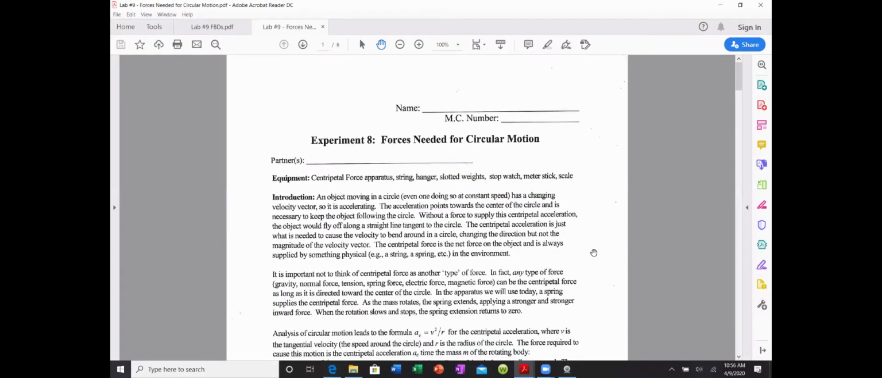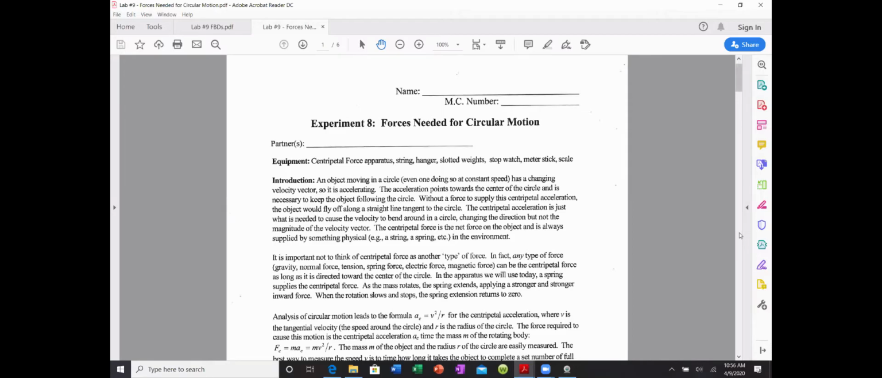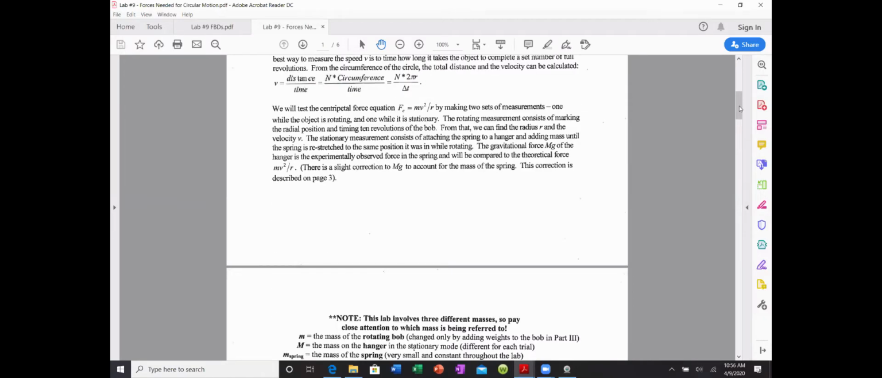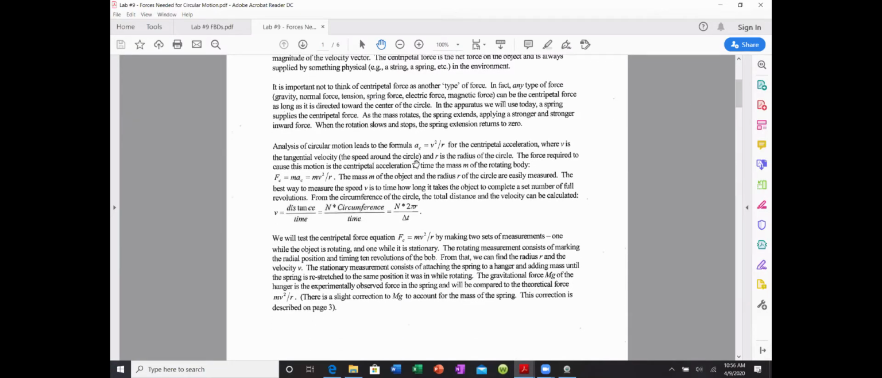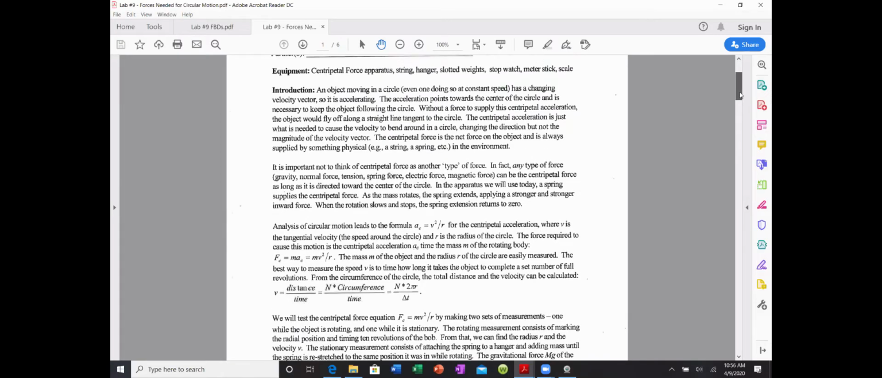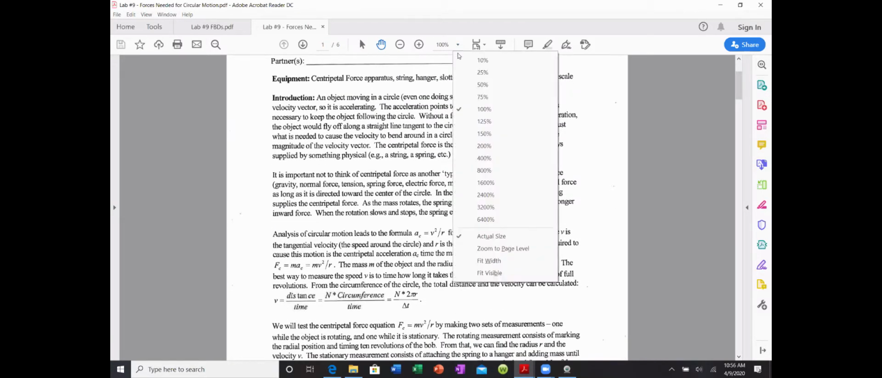So this is the lab right up here, forces needed for circular motion. Gonna look at this here. Okay, I'm gonna read through some of this. Maybe make it a little bigger if you have this on your own screen. That's fine.